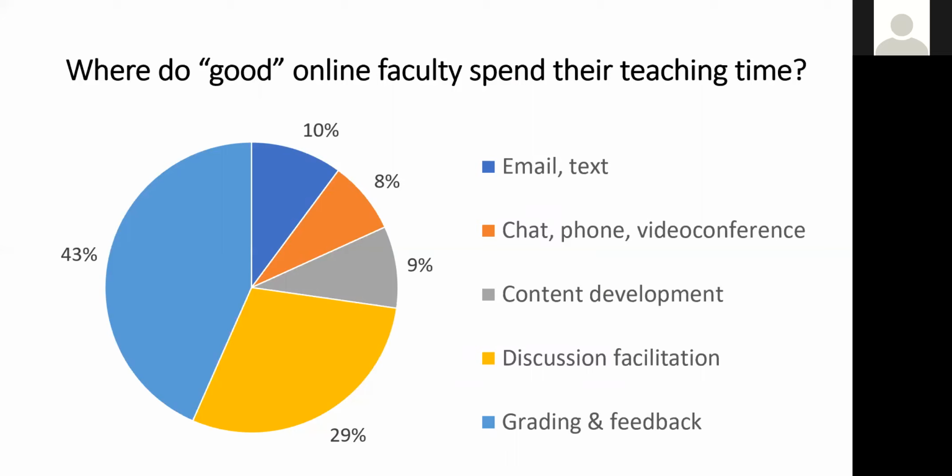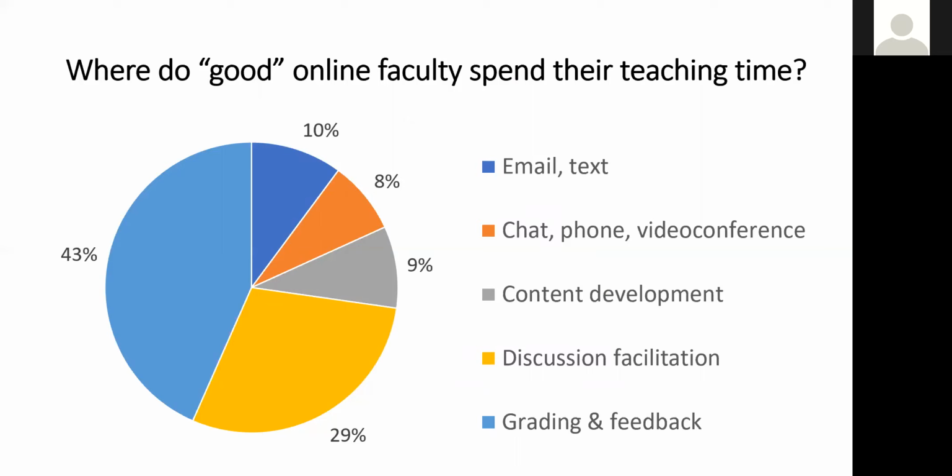So these were, generally speaking, good online faculty. And what we did is we tracked where those good faculty spent their time. Not surprisingly, good faculty spent the majority of their time doing the two things that students told us really help their learning. About 43% of their time was spent on grading and feedback, and about 30% of their time was spent in discussions. They were facilitating, they were interacting.